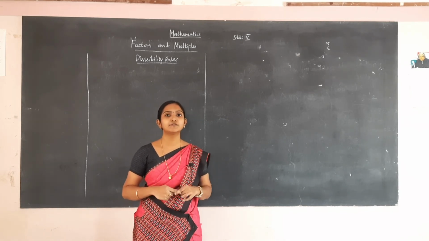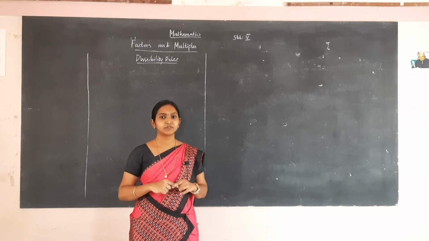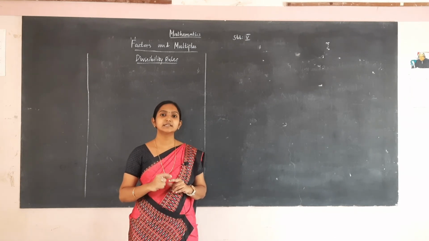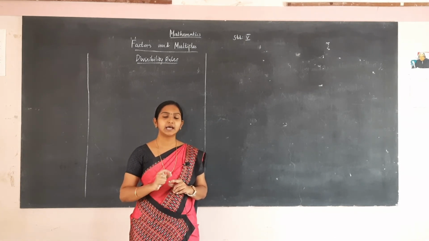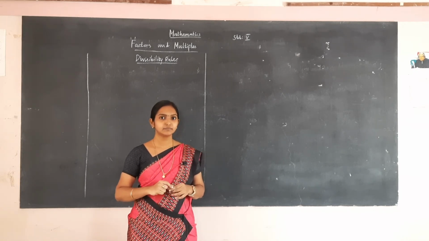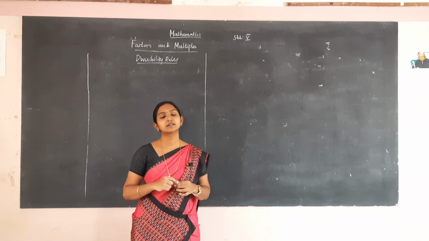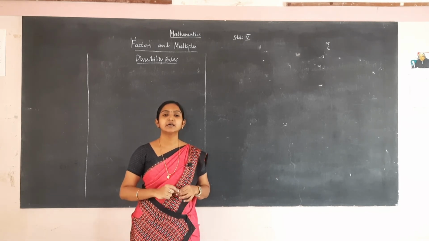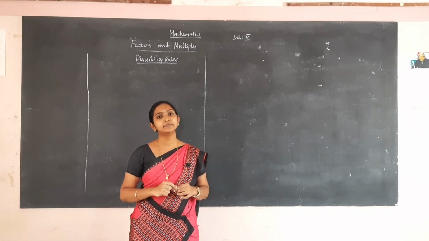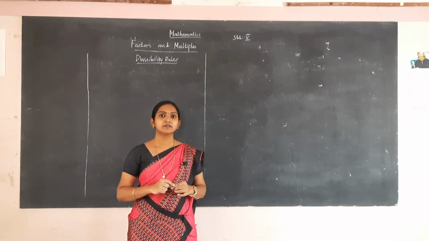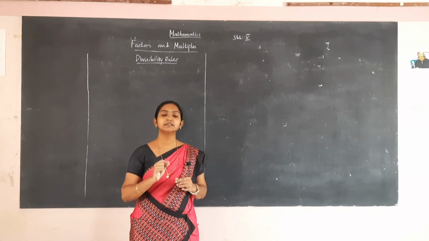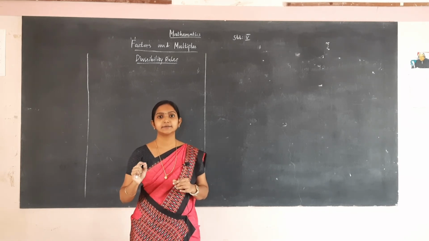Next, divisibility rule for number 9. We have to sum all the digits in the number. If the sum is divisible by 9, then the whole number will be divisible by 9. Next, divisibility rule for number 10. If the number in the unit place is 0, then the number will be divisible by 10.